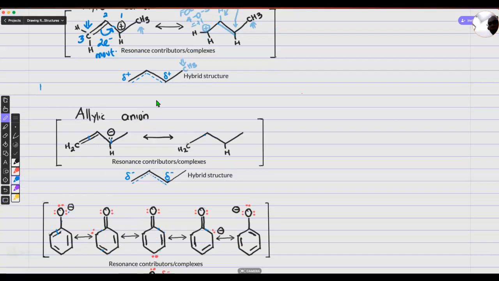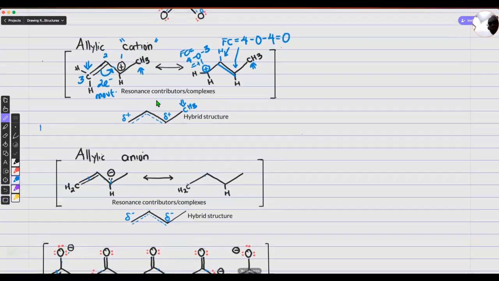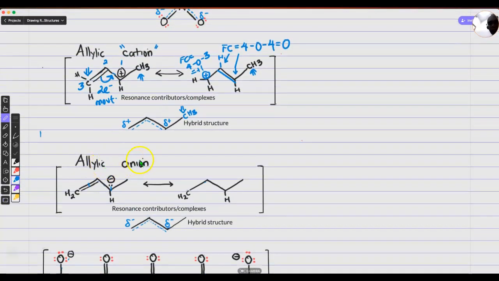Okay, what is the resonance of an allylic anion? Anions are negatively charged species. Allylic because you have a charge on an element next to a double bond. We call that allylic for carbon systems. So again, I have my resonance arrow drawn right there. We start off with this system.